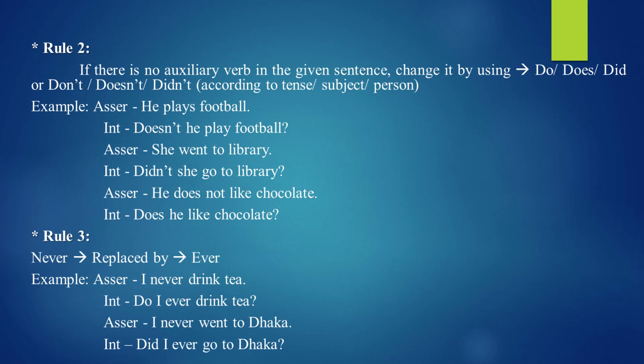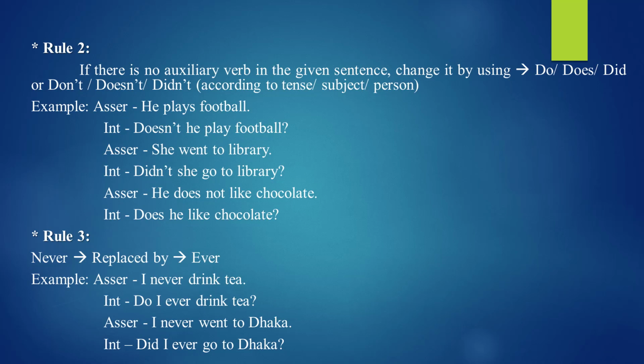Rule 2. If there is no auxiliary verb in the given sentence, change it by using do or does or did or don't or doesn't or didn't. These should be used according to tense, subject and person. Example, he plays football. Interrogative, doesn't he play football? She went to library. Interrogative, didn't she go to library? He does not like chocolate. Interrogative, does he like chocolate?